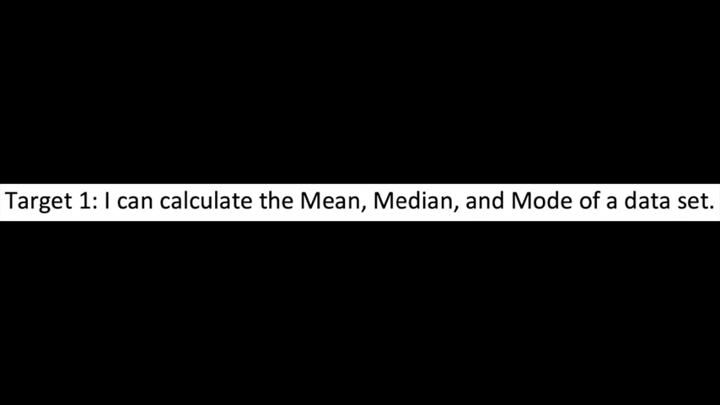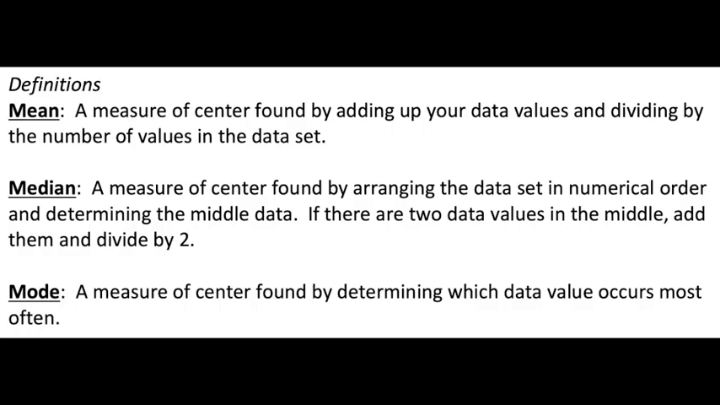Welcome to Unit 8, Lesson 1, where we will be learning about the three measures of center, the mean, median, and mode of a data set. Let's take a moment to define each of these measures of center. The mean, also known as the average, is the measure of center found by adding up all your data values and dividing by however many data values there were.